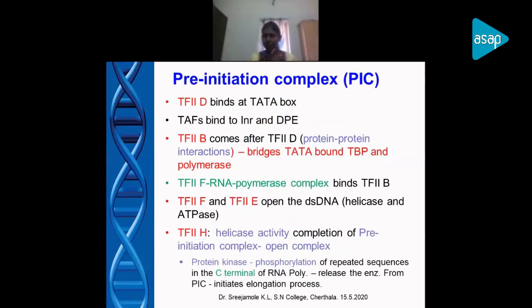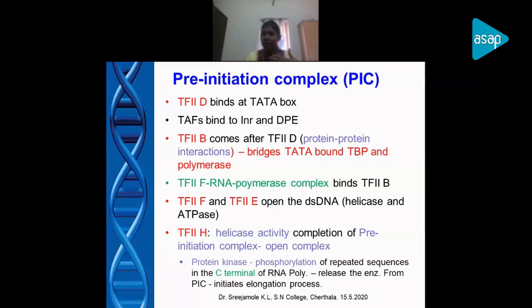So TF2D binds to the TATA box. The TBP associated factors bind to the initiator and the downstream promoter element. Then TF2B comes, and it helps in bridging the TATA-bound TBP and the polymerase. And the TF2F RNA polymerase complex, because TF2F recruits the RNA polymerase and binds to TF2B. Then TF2E joins, which has the function of helicase and ATPase, thereby unwinding the DNA so that transcription can be initiated. And later joins TF2H. TF2H has many functions. It has helicase activity, whereby it unwinds the duplex and completes the pre-initiation complex to form the open complex.